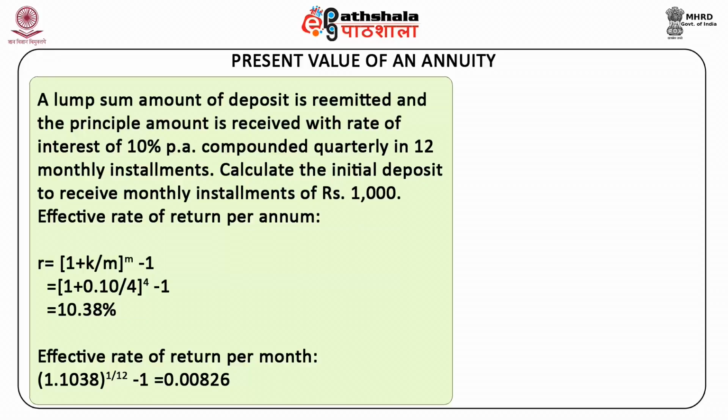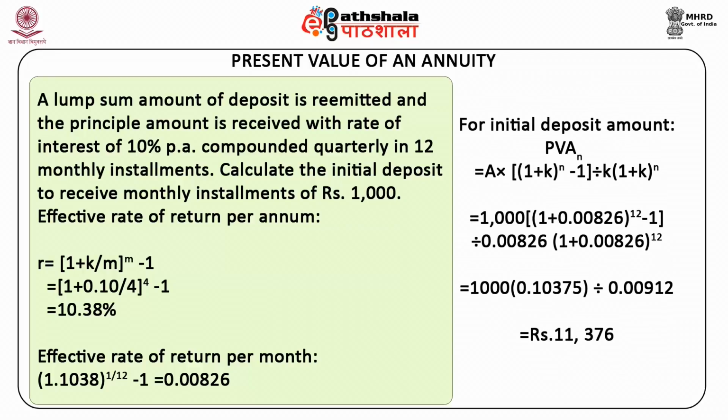Solution: effective rate of return per annum R is equal to (1 plus K divided by M) raised to power M, minus 1, which for 10% comes to 10.38%. The effective rate of return per month: take 1.1038, take the 12th root and subtract 1 from that. This gives you a rate of return of 0.00826, or we can say the effective rate of return per month is 0.826%.